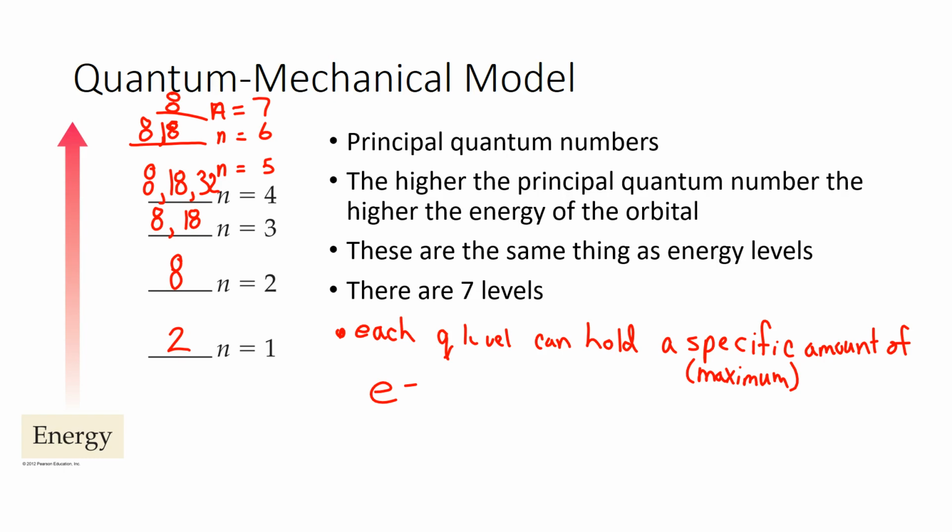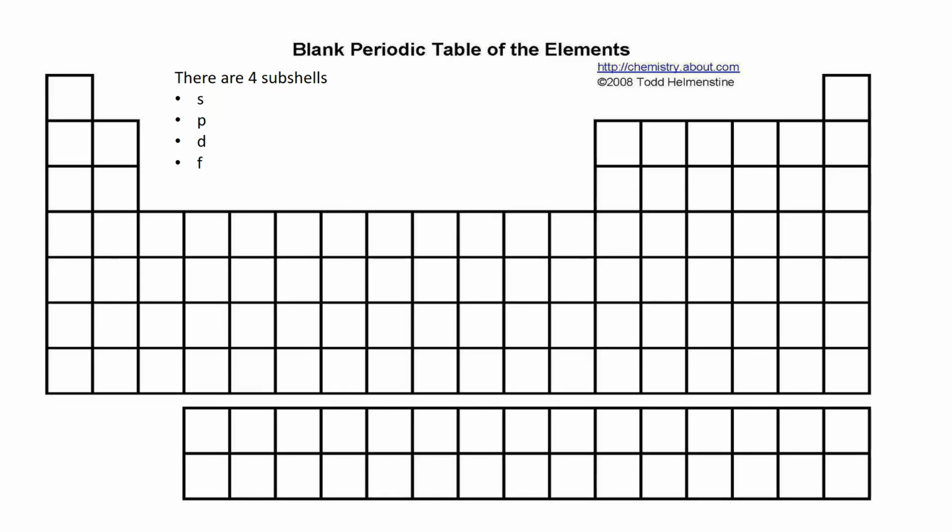All right. So the next slide that you should have is a blank periodic table. I'm going to introduce a term in a minute called a subshell or a sublevel. There are 4 sublevels that we identify. We have the S, P, D, and F. Each one of these represents a region on the periodic table.